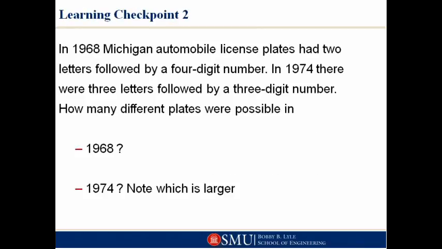Okay. In 1968, Michigan automobile license plates had two letters followed by a 4-digit number. In 1974, there were three letters followed by a 3-digit number. How many different plates were possible in 1968 and also in 1974? Note which one of these possible outcomes is larger. So you had two letters followed by four digits in the 1968 license plates.